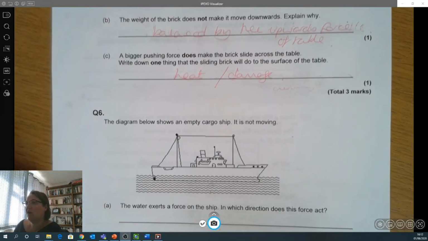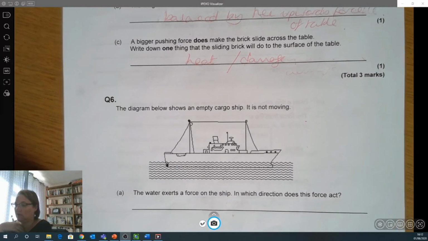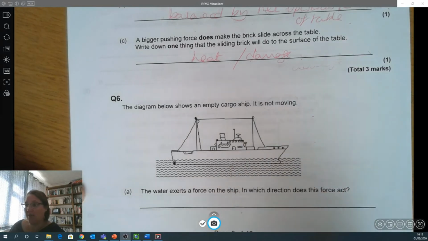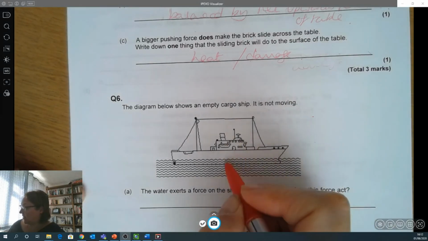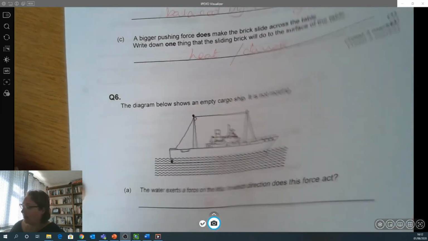Question 6. I have a cargo ship. This was a really badly answered question. Very few students could answer it, and again, it's because it's based on Newton's third law, and very few students really get it. So water exerts a force on the ship. Which direction does it act? The weight of the ship is down, and water exerts a force up on the ship.